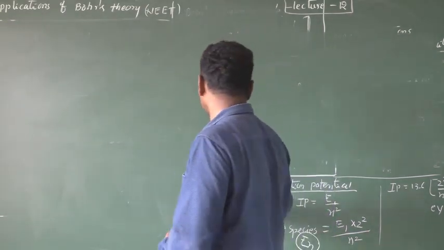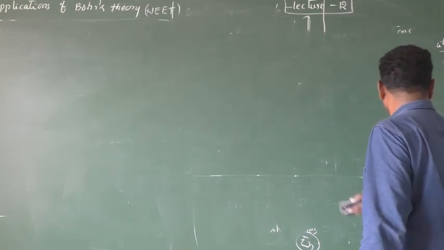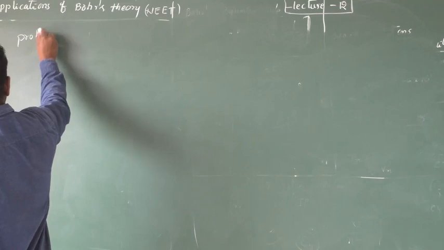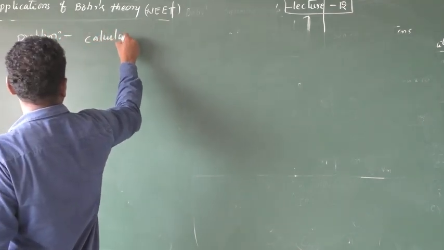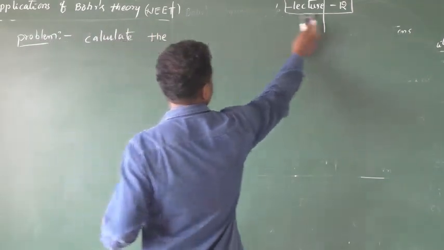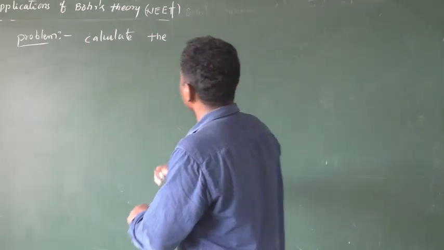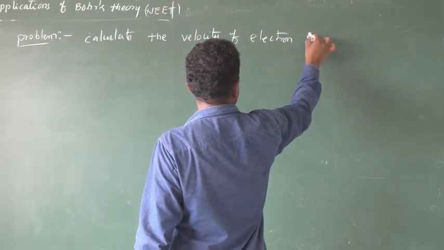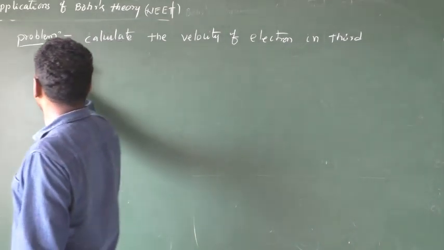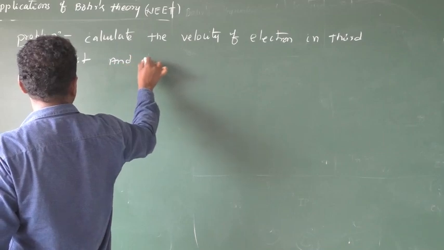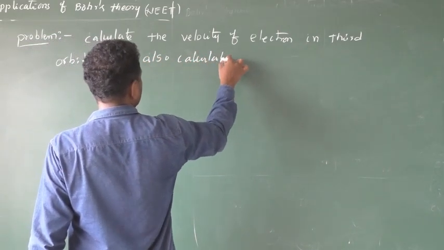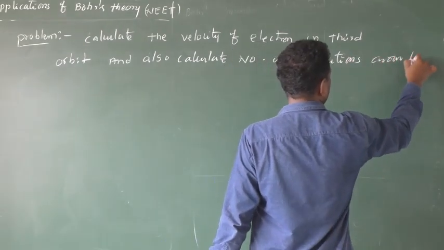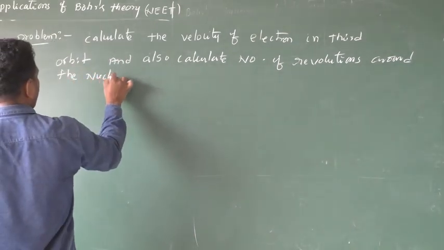After that, one problem. Calculate the velocity of electron in third orbit, and also calculate number of revolutions around the nucleus. This is the topic, around the nucleus.